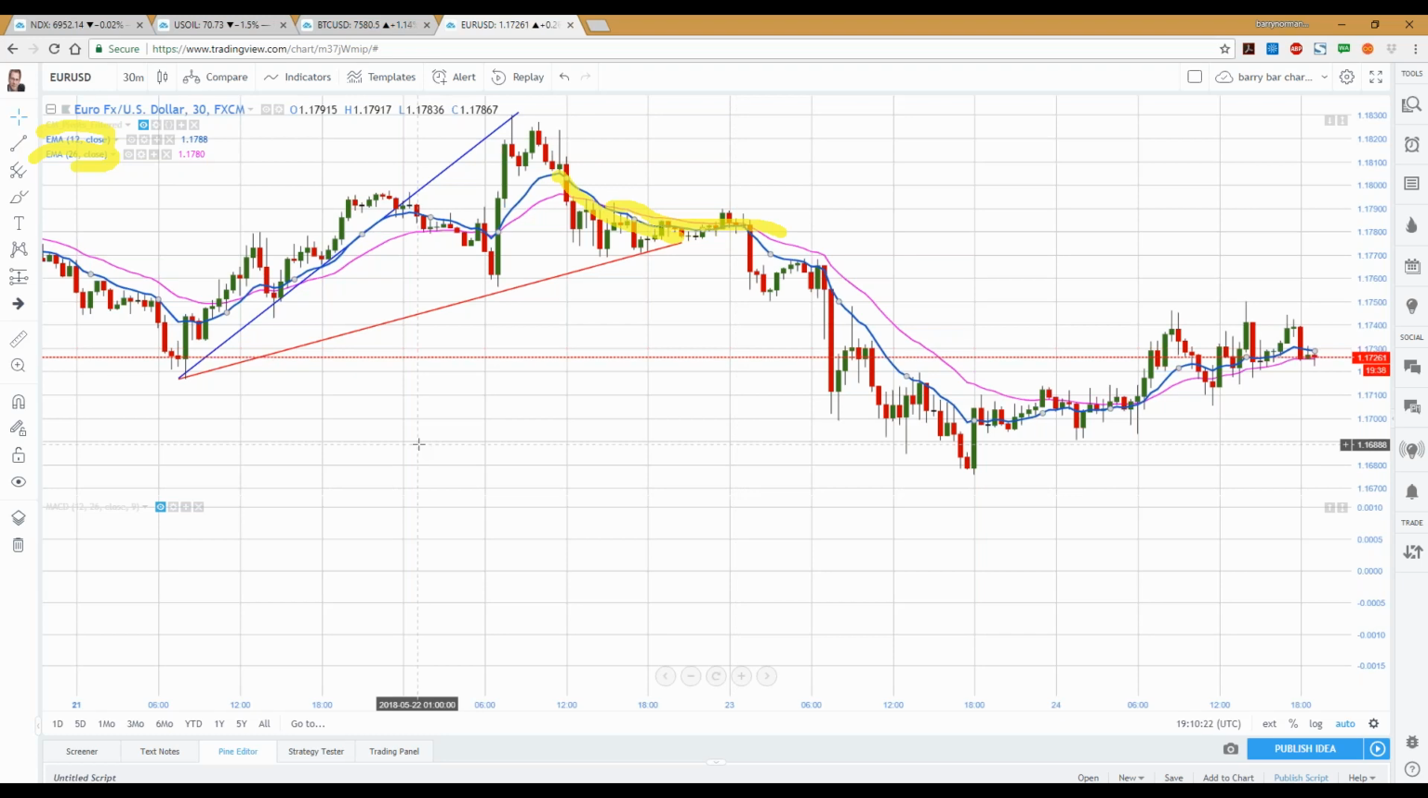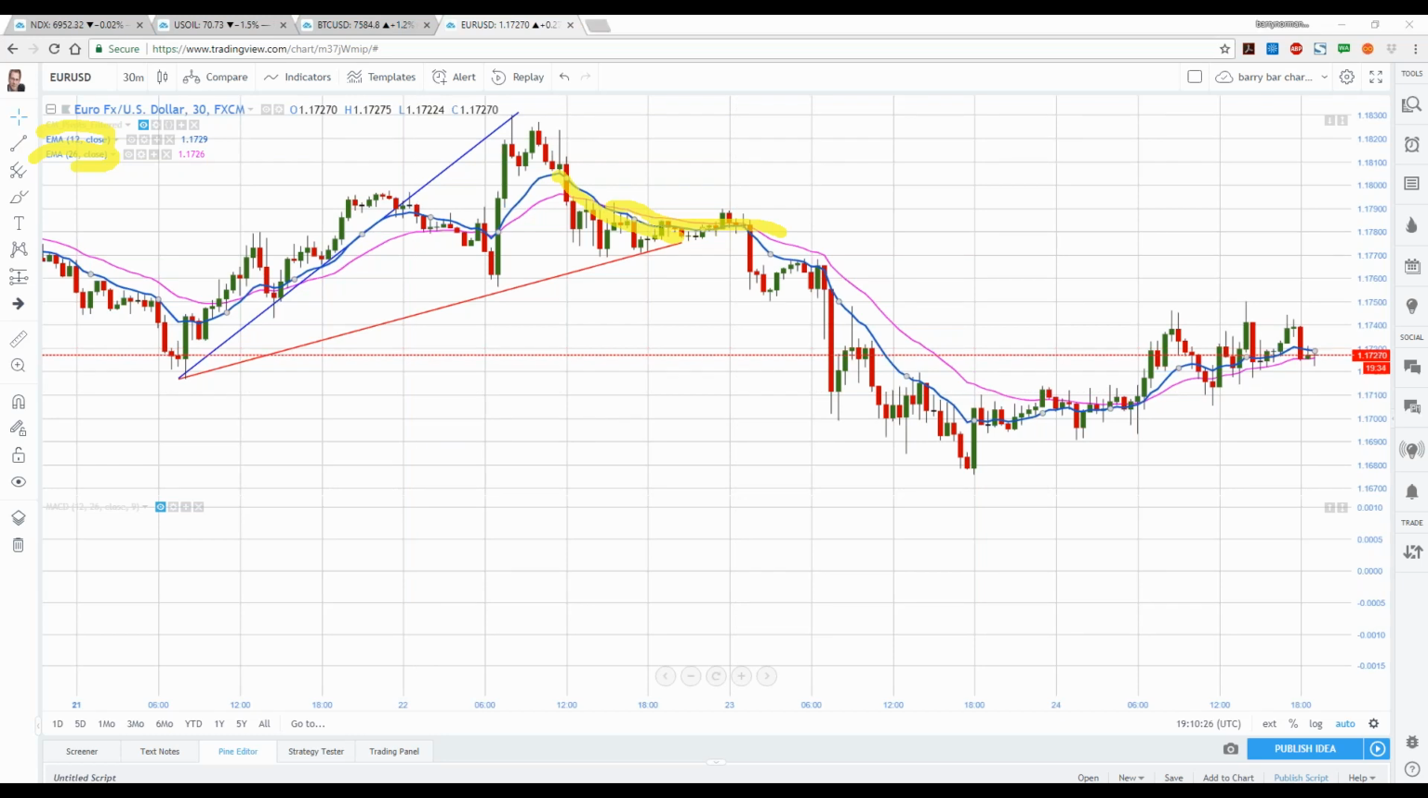So now we have these two moving averages on our charts. We have the 12-period EMA in the blue, that's this one right here, and that is the faster moving average. And then we have the 26-period moving average in the violet, and that's the slower moving average.